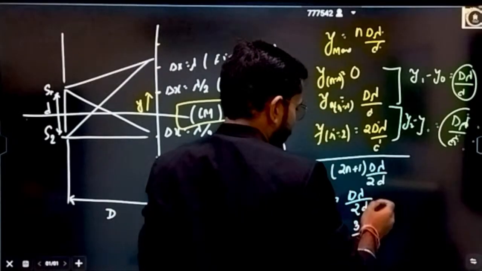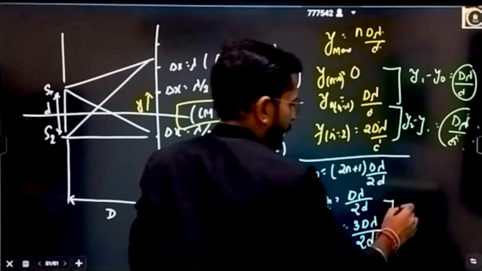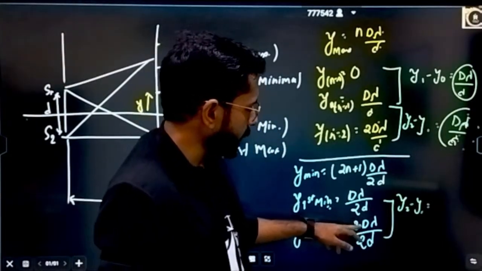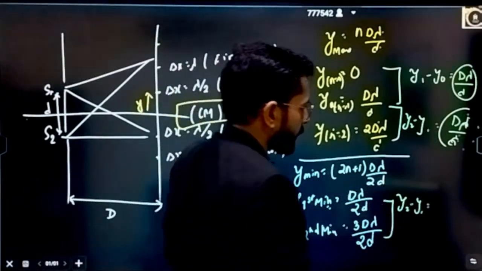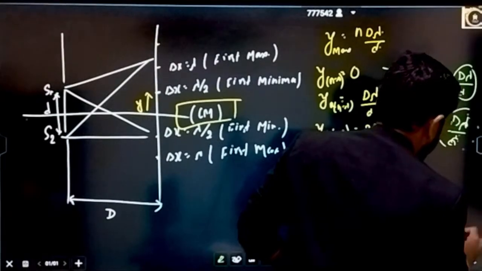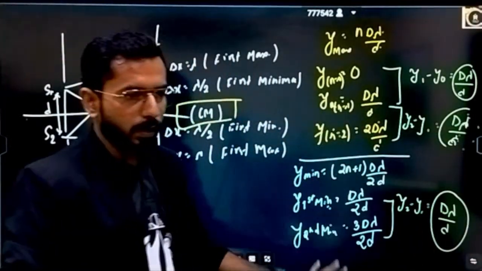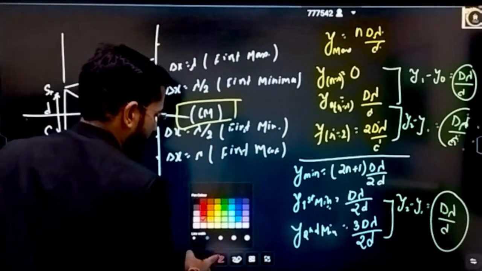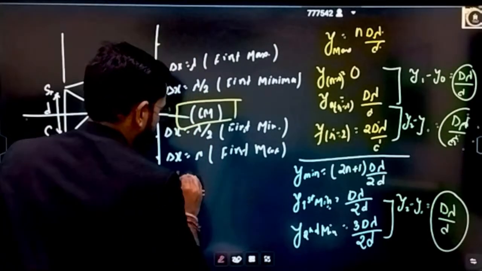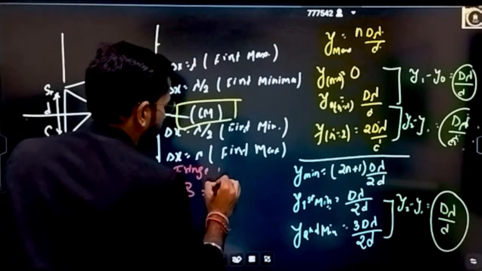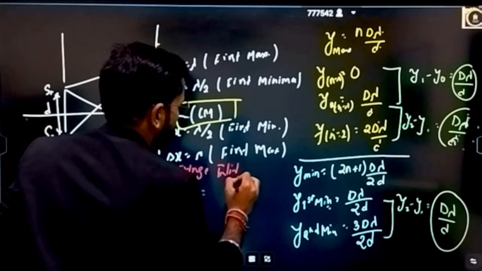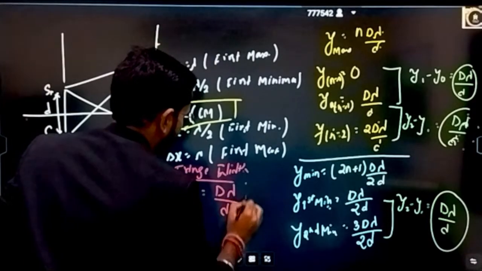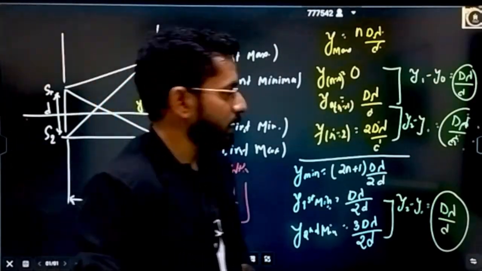In case of minima, take the difference between the first minima and the second minima, y2 minus y1. What will the difference be? 3D lambda minus D lambda, that means 2D lambda by d. Can I say again you will have D lambda by d? So the common difference in all these cases is the fringe width, the formula that you have to remember. Fringe width, represented as beta, is equal to D lambda divided by small d.